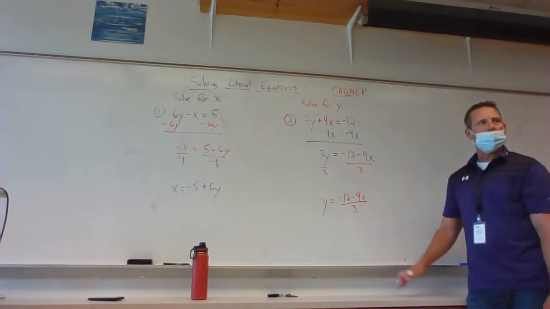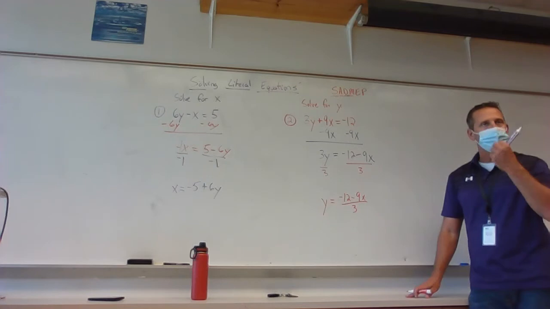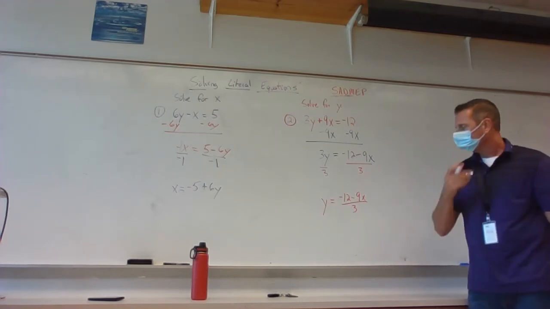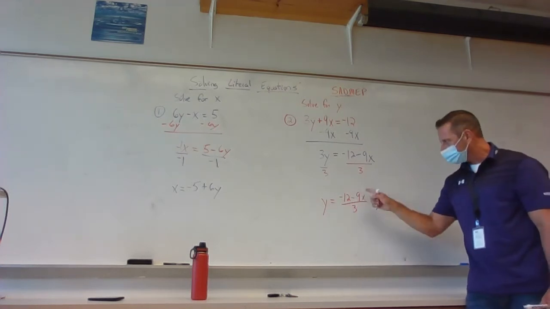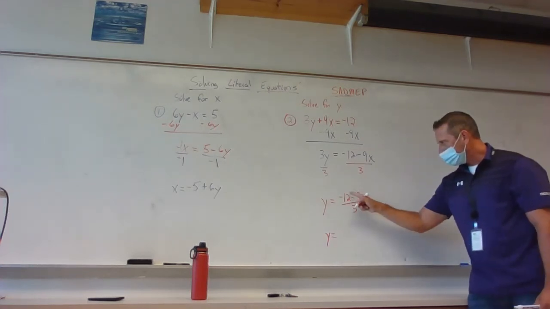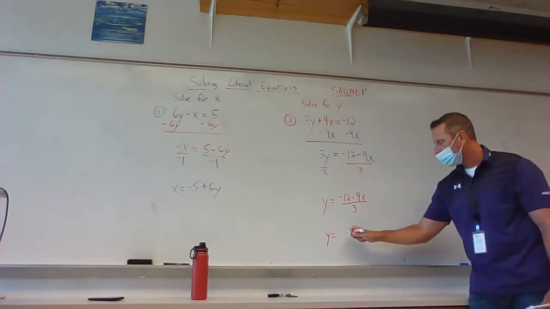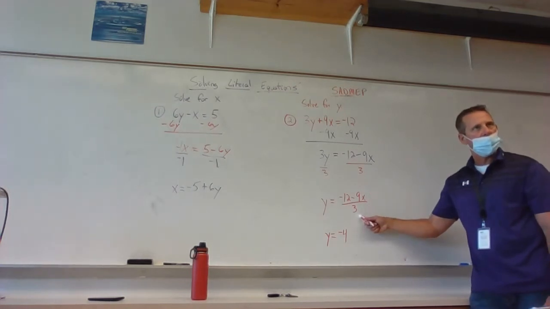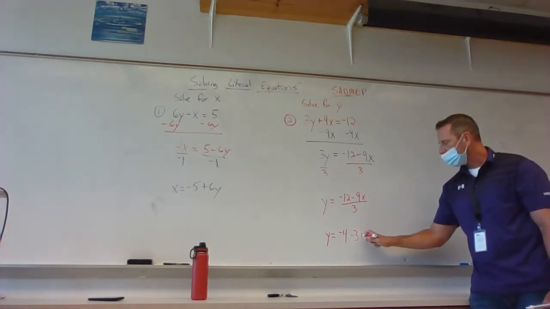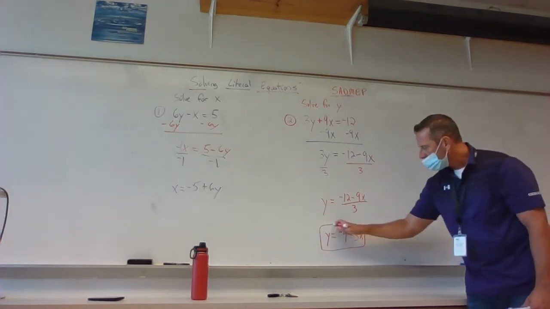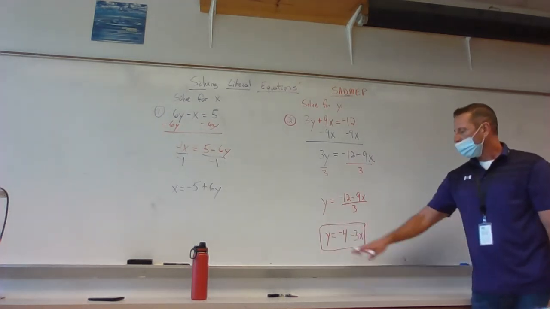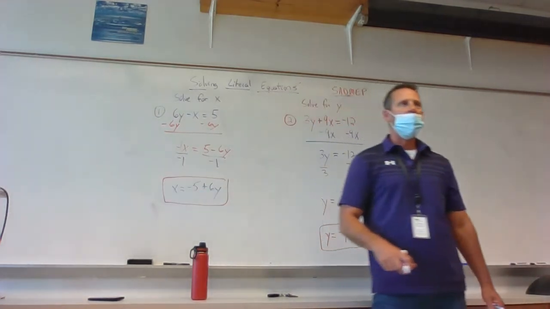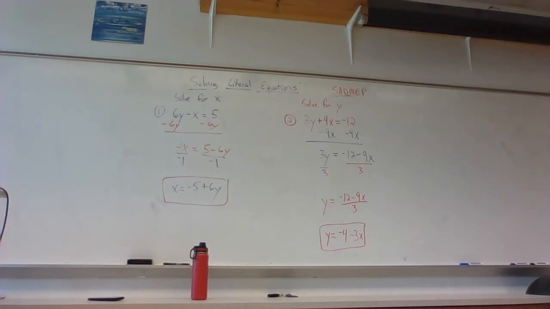But this is like the distributive property. You know how in the distributive property you multiply both terms by that number? Well, in this one, we're going to divide both terms by that number. -12 divided by 3 is -4. What's -9 divided by 3? There's a -3x there. Good. So this is our final answer. Y is by itself. Over here we were solving for x. X is by itself. All right?